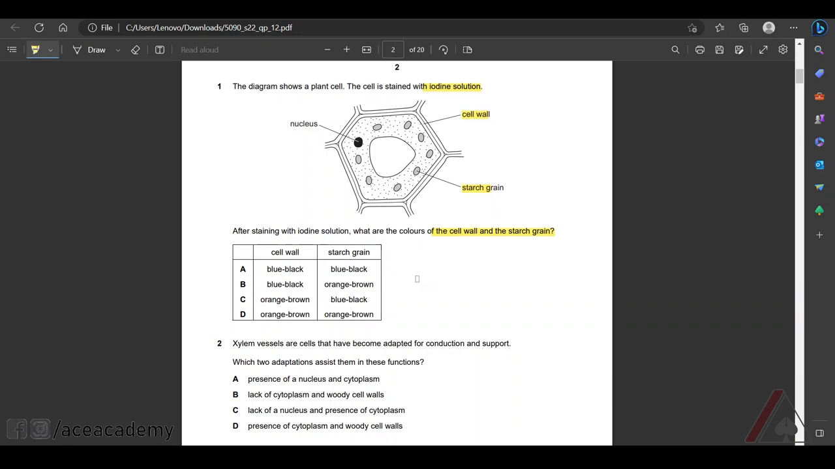Let's look at the options. In options A and B, the cell wall turns blue-black, so they're incorrect. In option C, the cell wall is orange-brown and the starch grain is blue-black. This is probably our right answer. And in option D, they're both orange-brown. This is incorrect. So our final answer should be C.